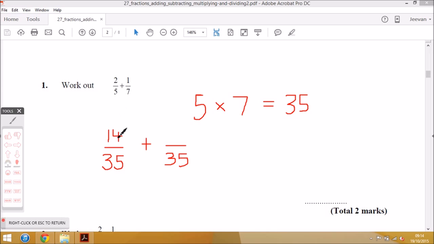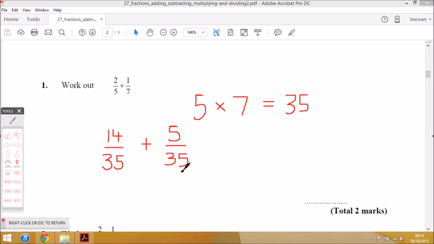They're equivalent. Okay, moving on to the second fraction, we have 1/7. How did we get from 7 to 35? Well, we multiplied that 7 by 5, didn't we? So we do the same at the top. 1 times 5 is 5. So I can put a 5 on the top.